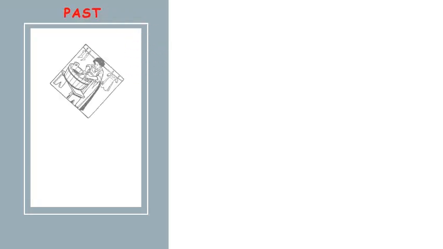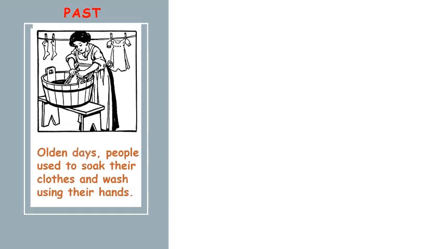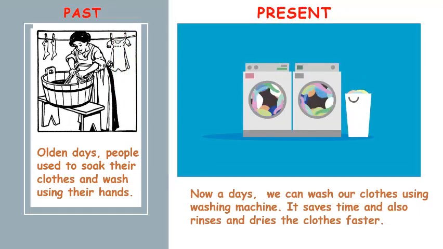Next, we are going to talk about how people used to wash their clothes. You know, children, in past days, people used to soak their clothes and wash using their hands, and it used to take quite a lot of time. But nowadays, you already know what we use to wash our clothes, right? Yes, we all have that in our houses. Nowadays, we can wash our clothes using a washing machine. It saves time and also rinses and dries the clothes faster. And also, once the washing is done, it gives an alarm that it is done, right?